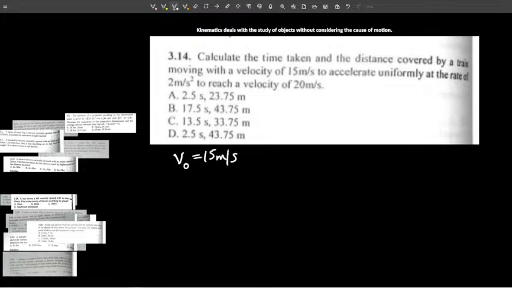So it accelerates uniformly at the rate of 2 meters per second squared. So acceleration a is 2 meters per second squared. To reach a velocity of, since it's reaching a velocity, that means V is equal to 20 meters per second. All right, they say we should calculate the time. So I'm looking for t. Before I solve, can anyone quickly solve this and tell me your answer in the next 10 seconds?